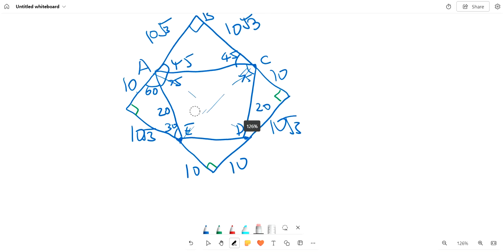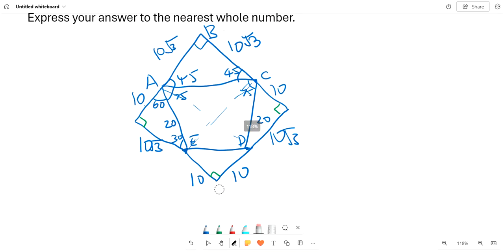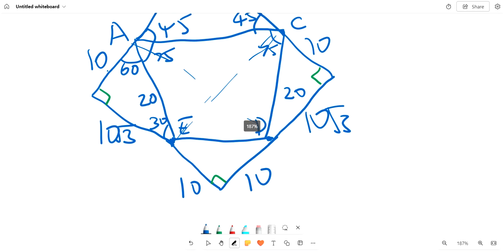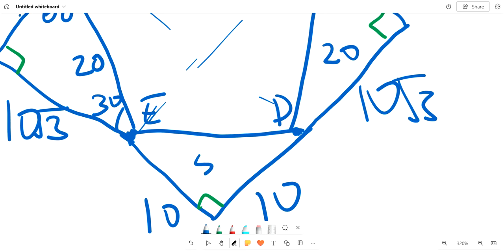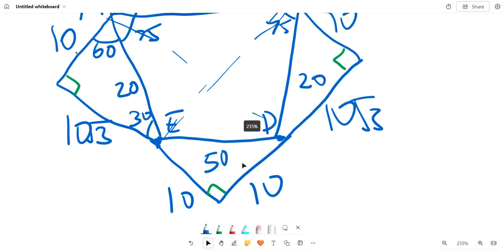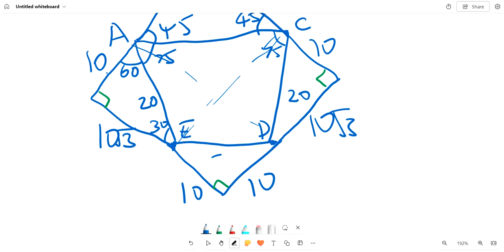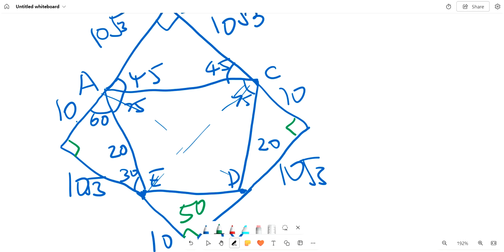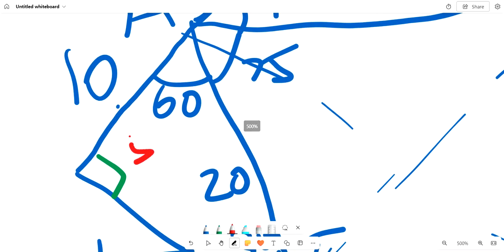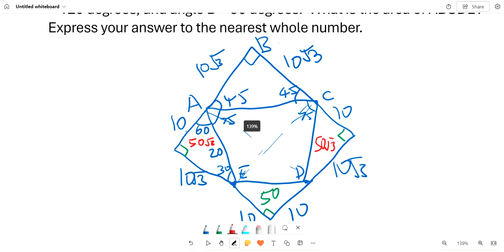And so now we can see that this is 10, 10 root 3, and so on. And so we find the individual areas of these triangles, and this is 50. Because it's 10, 10 root 3, we know that this is going to be 50 root 3. Same logic, this is 50 root 3 as well. And this, oh wait, no, that's part of the pentagon.